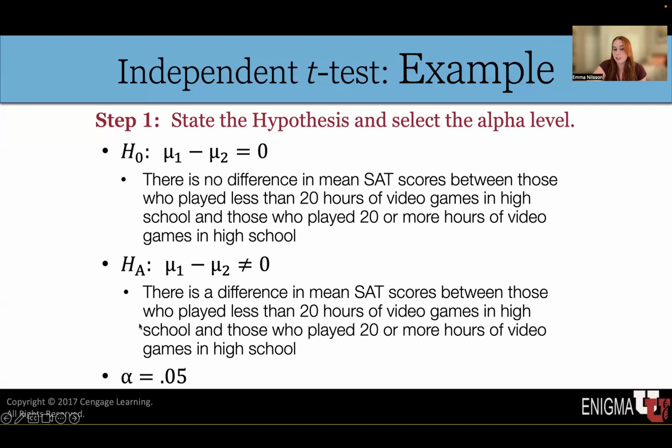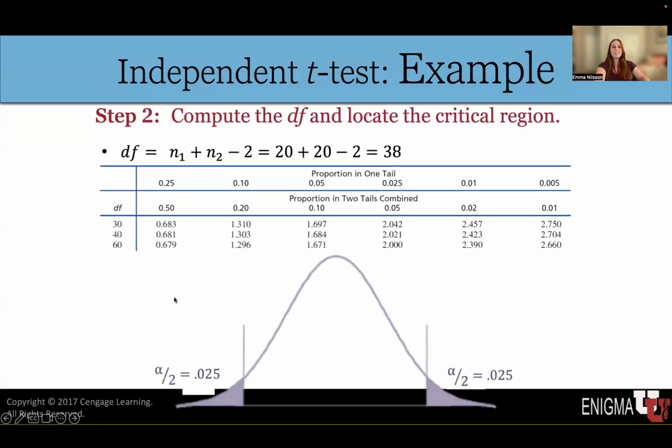The alternative hypothesis, on the other hand, is that there is a difference in their SAT scores, depending on how many hours of video games they played per week. Step 2 is going to be to compute our degrees of freedom and then locate our critical region. So the degrees of freedom formula right here tells us that our degrees of freedom for this example is 38. And since we're using a two-tailed test, and our alpha level is going to be 0.05 in both tails combined, we're going to use this column and this column to get these critical values.